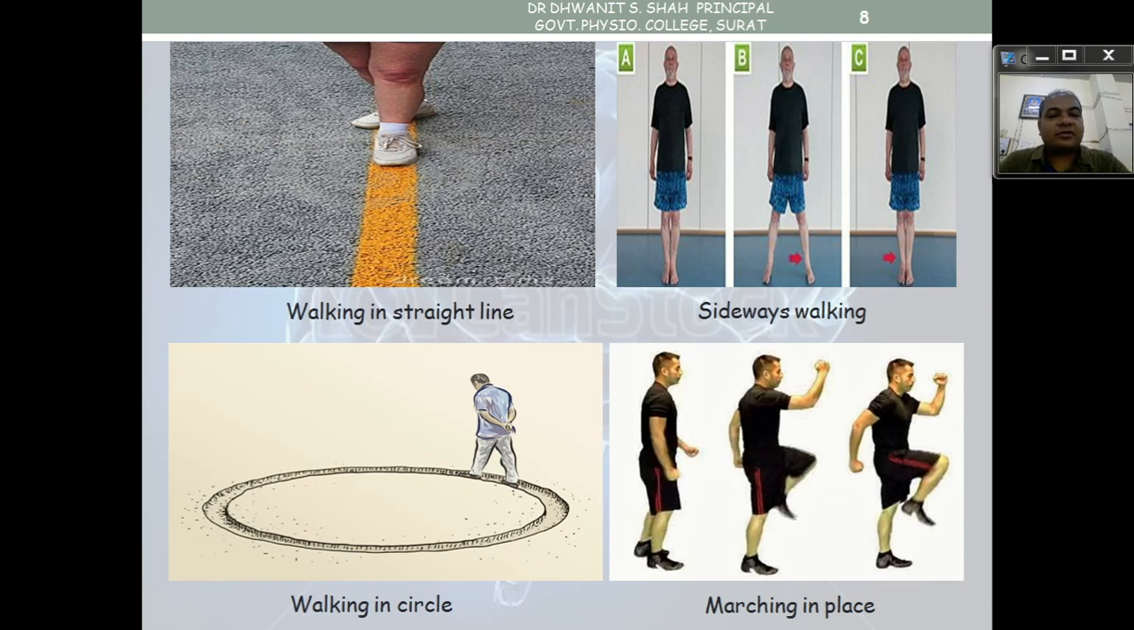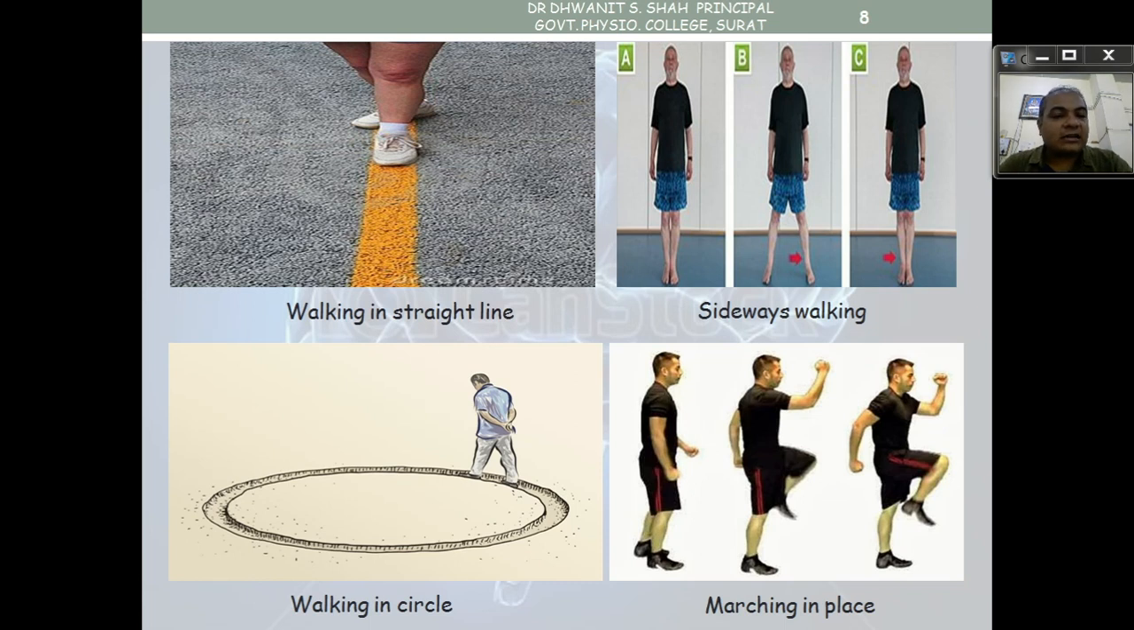So there are 4 different types of tests I have given here. So first you can see walking a straight line. Ask the patient to make a straight line and tell him to walk on the straight line. Okay, with the foot in this position. At that time, when the next foot comes up, it goes heel to toe gait. Heel to toe gait in a straight line.